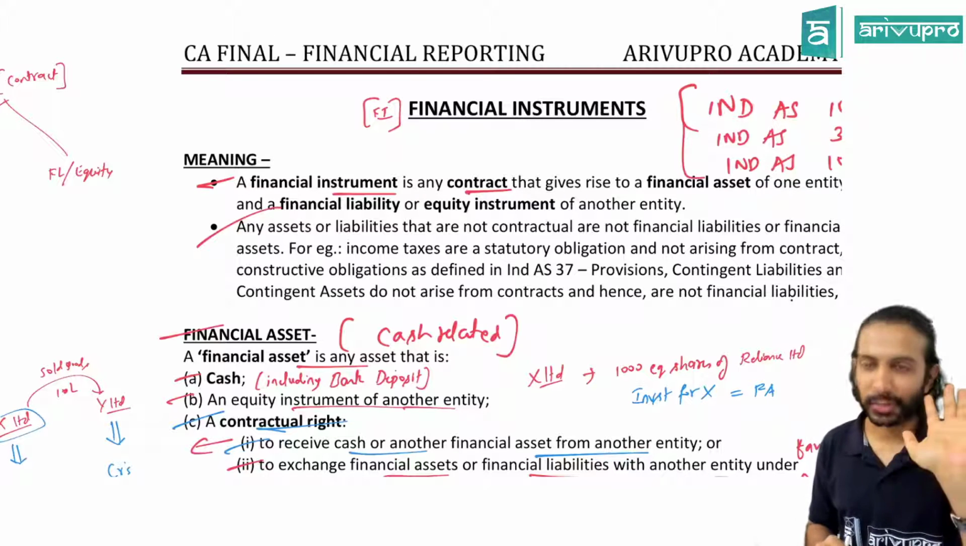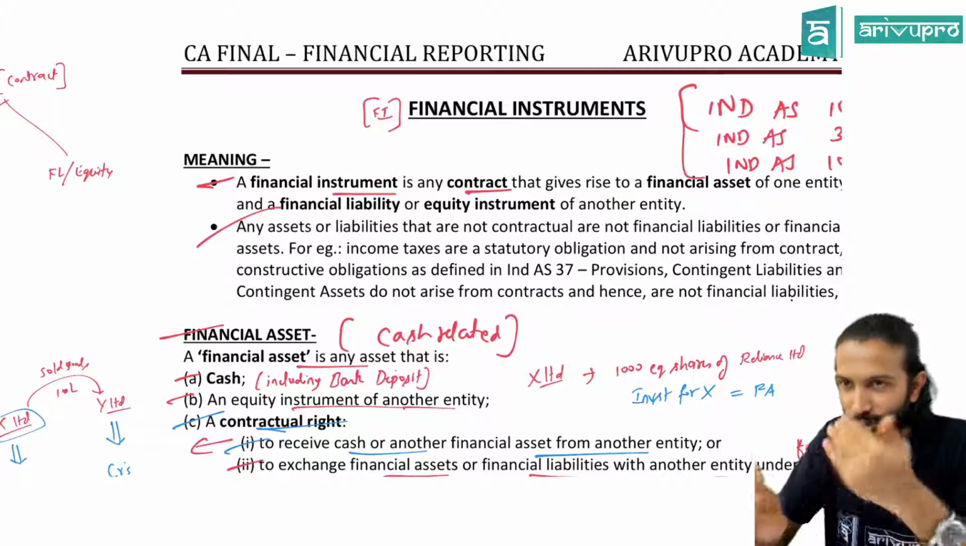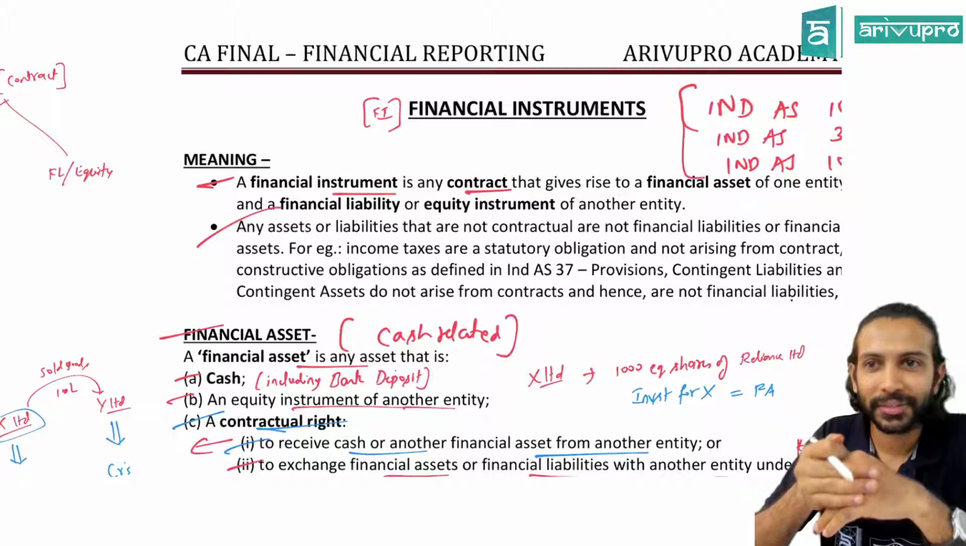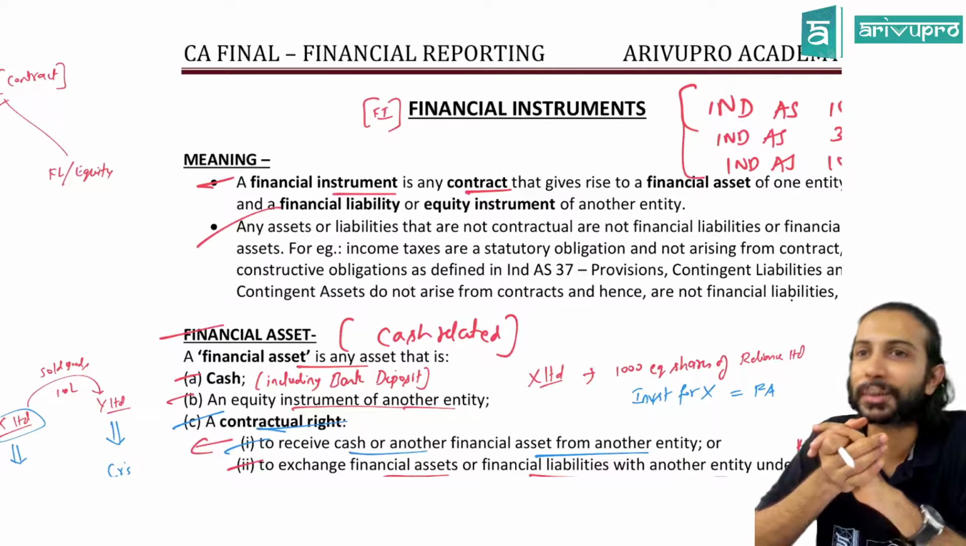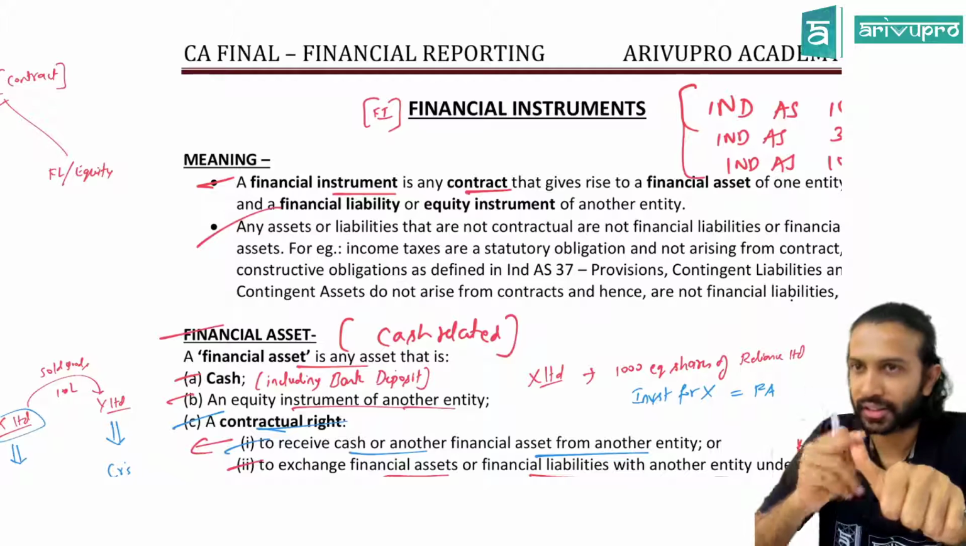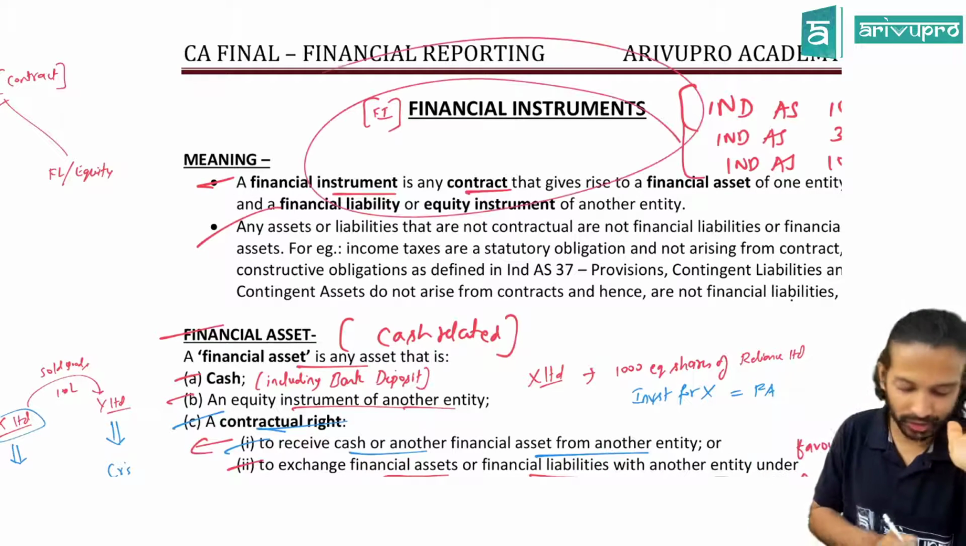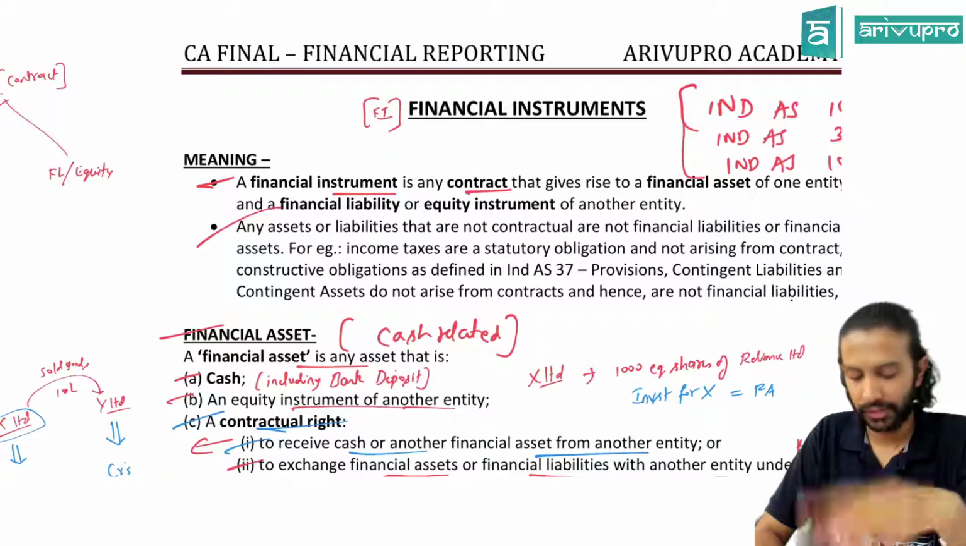First, the very meaning is very important. Financial instrument is what? It's a contract. Do we have any contract with the Government of India? No. We don't say, I will pay you this much tax, that much tax. That means it's an income tax obligation. It's an obligation, no doubt, but is it arising as part of a contract? No. That means they are not under the purview of financial instruments.